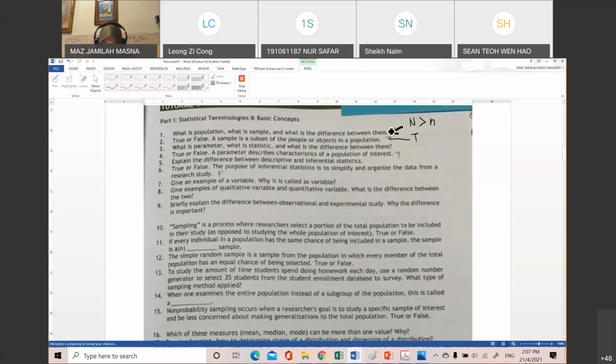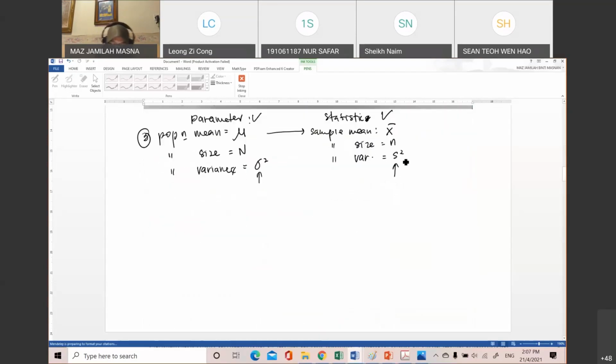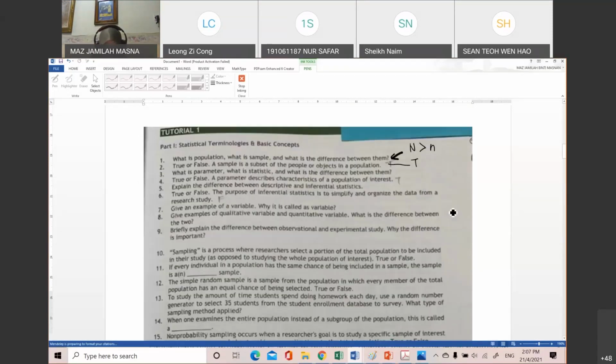Explain the difference between descriptive and inferential statistics. Number 5. Descriptive and inferential. What about descriptive and inferential? What is the difference? This should be a discussion class, yeah? Okay, the difference between descriptive statistic and inferential statistic, what are they?